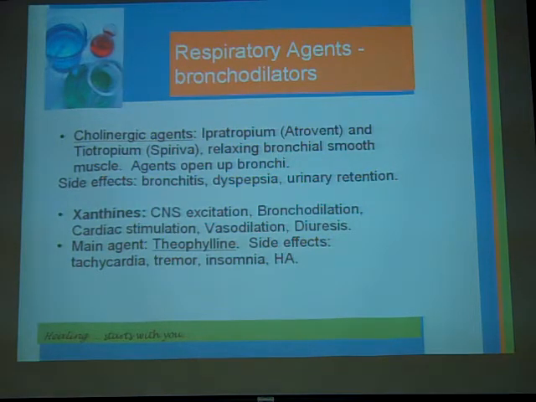When in doubt, always look at your patient. Treat them clinically, not just the number. That's always the main thing. The main agent is theophylline, and tremor and headache kind of come with it, and again the tachycardia we just mentioned.